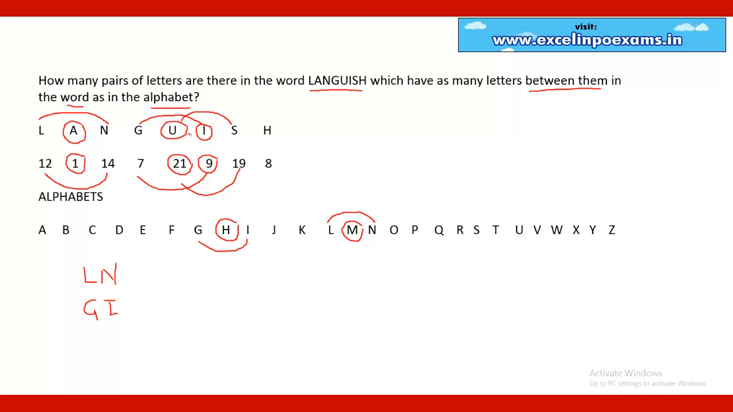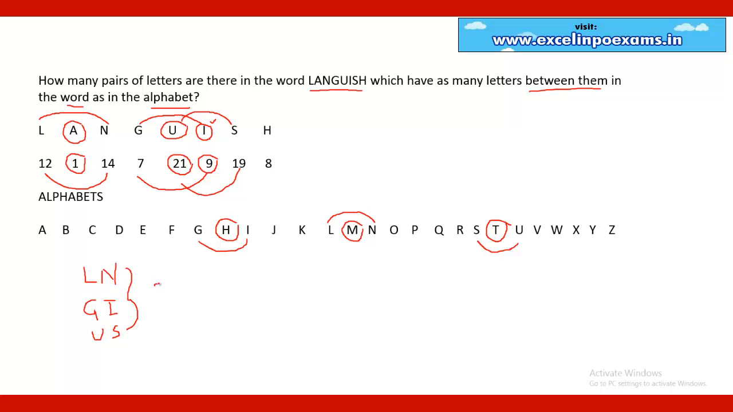Between U and S, here there is one letter, that is T, and here also between U and S there is one letter, I. So this also satisfies the given condition, and so US is another pair which satisfies the given condition. So how many pairs are there?